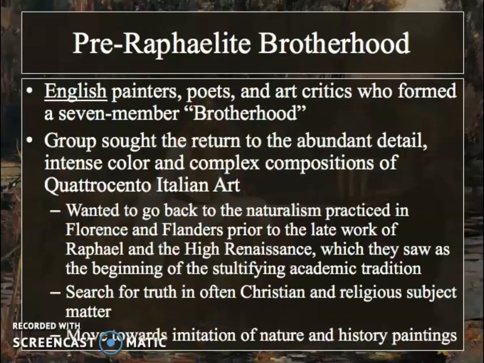The artistic movement we're going to see in England now is the Pre-Raphaelite Brotherhood. These were English painters, poets, and art critics who formed a 7-member brotherhood in which they sought to return to the abundant detail and intense color of Quattrocento Italian art. So very much based in the Renaissance. They want to go back to naturalism in Florence and Flanders, before Raphael, hence Pre-Raphaelites. And they search for some truth in Christian and religious subjects, as well as history and literature, and they move towards the imitation of nature and history paintings.